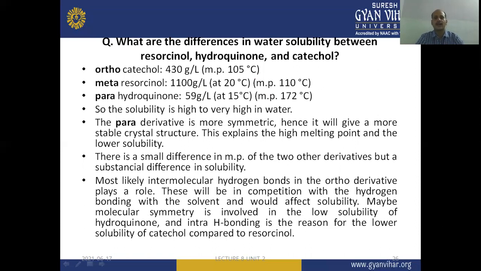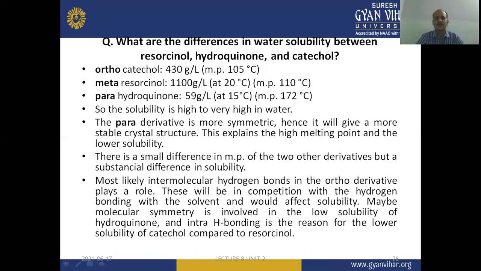So the solubility is very high in water. The para derivative is more symmetric and it will give a more stable crystal structure. This explains the high melting point and the low solubility of para derivatives. There is a small difference in melting point of the two other derivatives, ortho and meta, but a substantial difference in solubility. So most likely intermolecular hydrogen bonds in the ortho derivatives play a vital role.